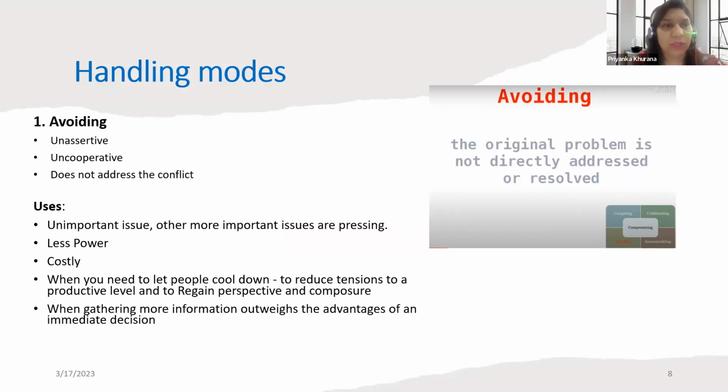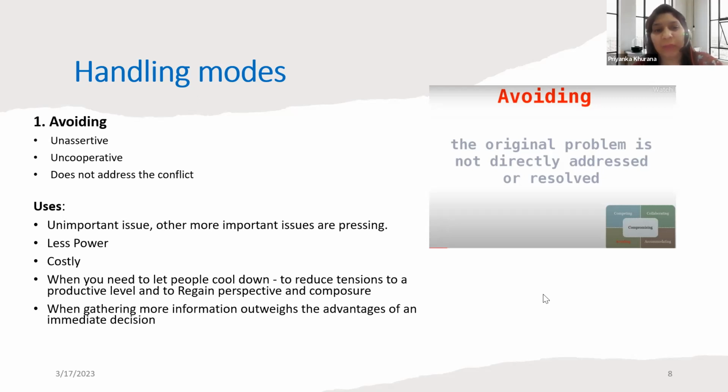And what are the uses? For example, if there are some unimportant issues and there are some other more important pressing issues that you want to work upon, then definitely you will avoid that conflict and focus on other higher important issues. If you have less power, you're frustrated that you cannot get anything out of that conflict because you do not have authority to pursue it. So in that case, you'll try to avoid that conflict. Costly: if you figure out that the cost of implementing the solution of that conflict outweighs the actual conflict solution, then you will definitely try to avoid it.